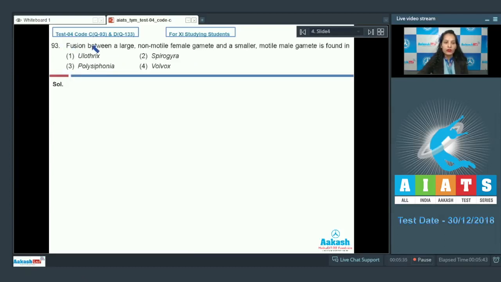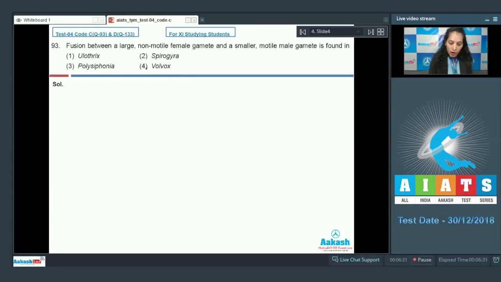Question number 93. Fusion between a large non-motile female gamete and a smaller motile male gamete is found in first option Ulothrix, second Spirogyra, third Polysiphonia, fourth Volvox. It is not that difficult a question. It is a comparatively easy question. See, this question is asking about the oogamous type of reproduction. In oogamous type of sexual reproduction, what happens? The female gamete is non-motile and large and the male gamete is small and motile.